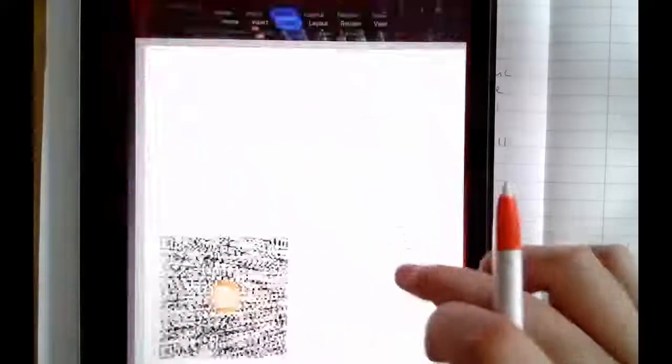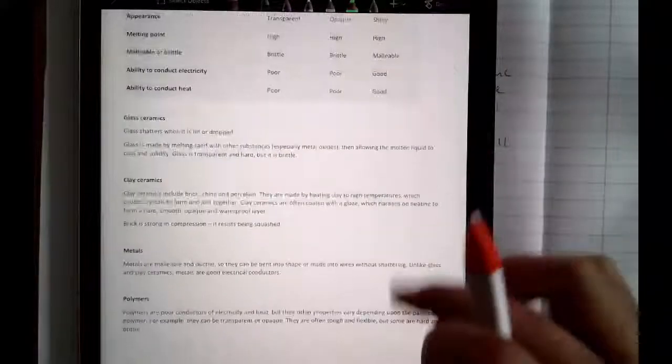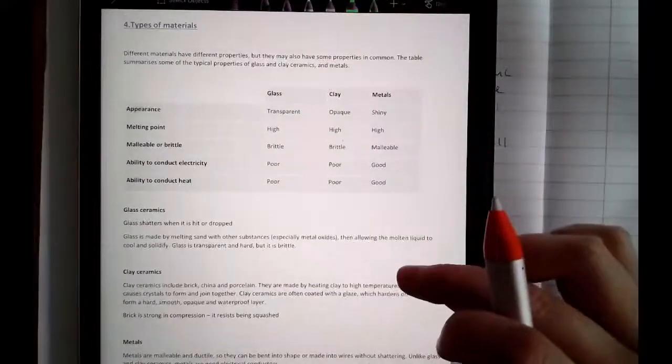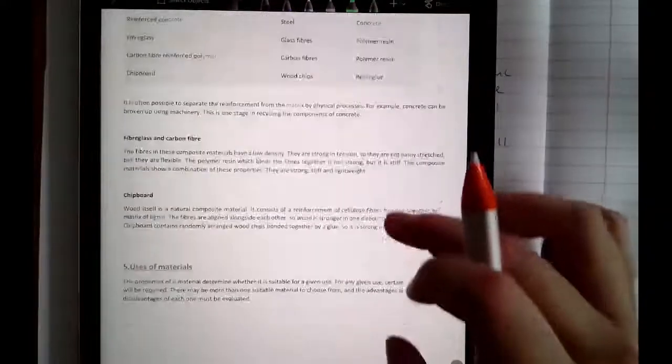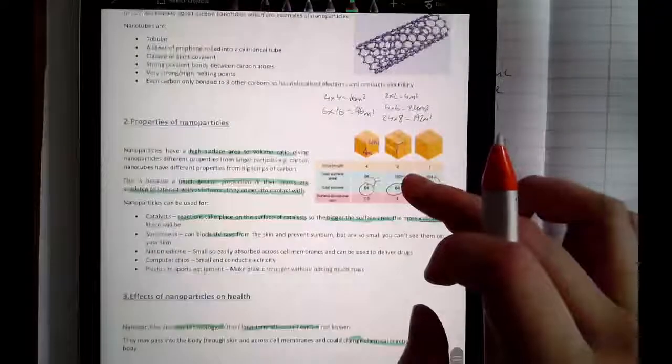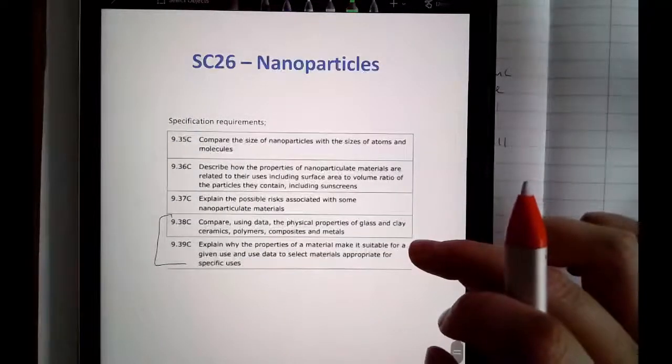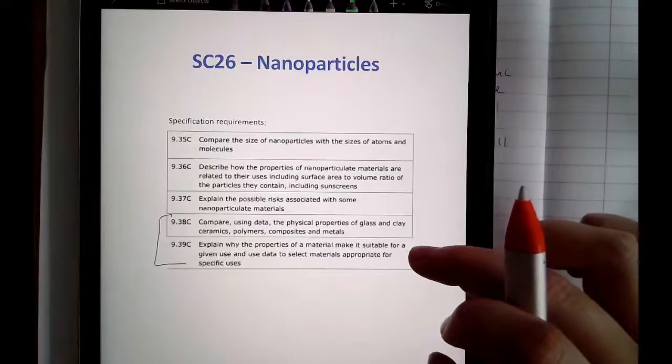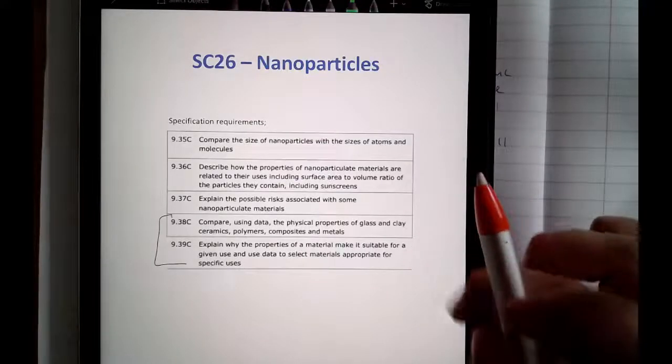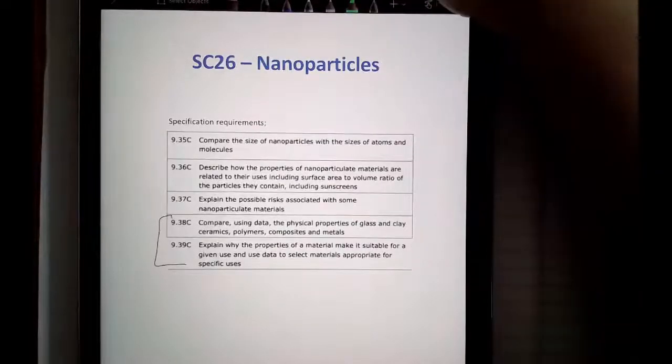So if you look at the booklet, you'll see that there's quite a bit of information on ceramics and all the rest of it. You don't need to learn all this information by heart. You just need to be able to use what they've given you to answer the few kinds of questions that we looked at. And that is essentially it for SC26. So this page here on nanoparticles, you do have to learn. The rest of it you just need to be able to use. It's a short topic. There's nothing difficult in it, but it's definitely coming up. So make sure that you learn it properly.